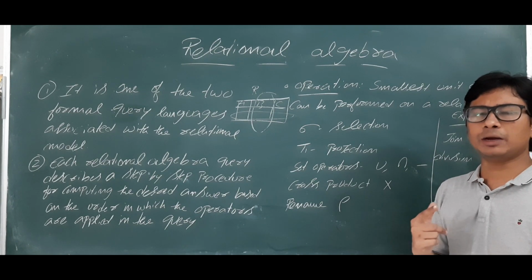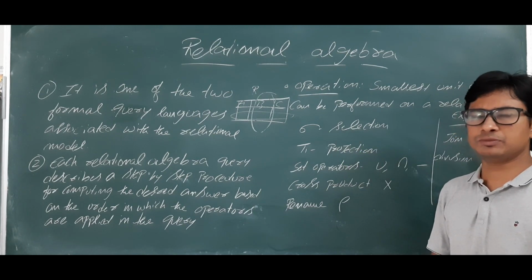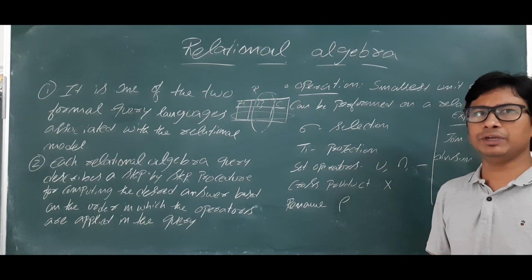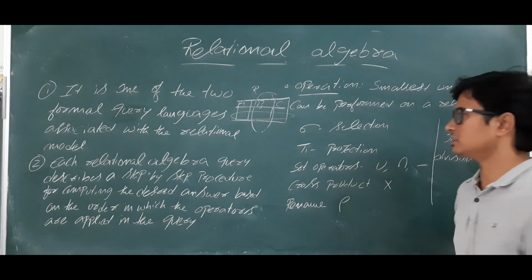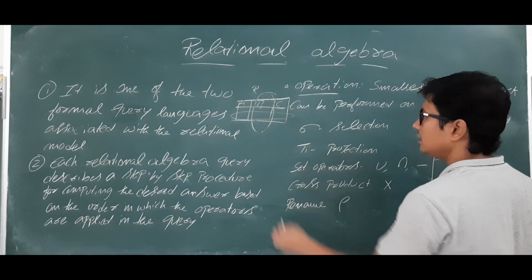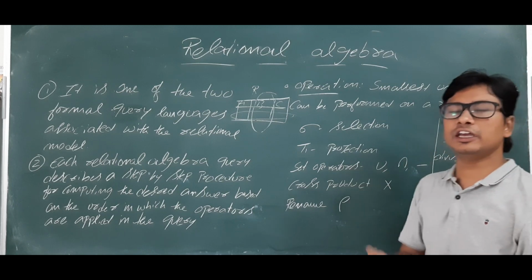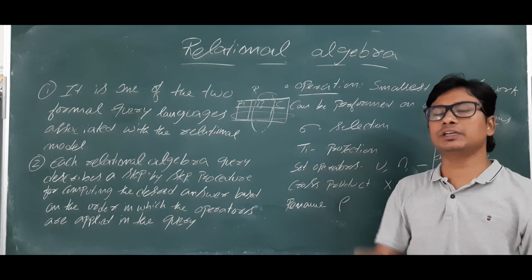What is union compatible? We will discuss it in the next video, or I will just give a glimpse of it. The two relations should have the same degree, meaning the same number of attributes should be there in the two relations. If you have a relation R with degree 3, what is the meaning of degree? In the ER diagram, the degree is the number of entities participating in the relation.